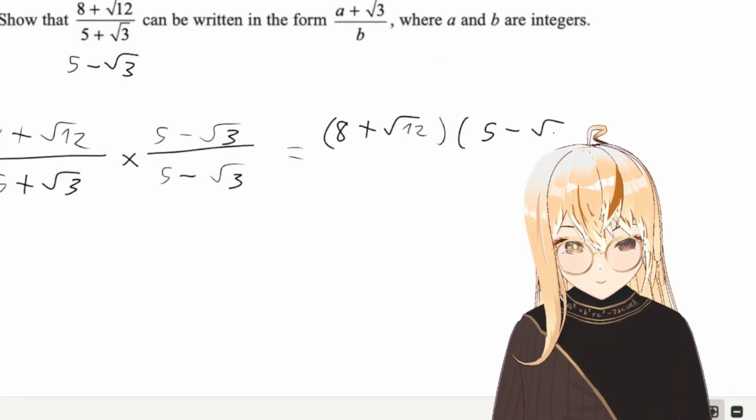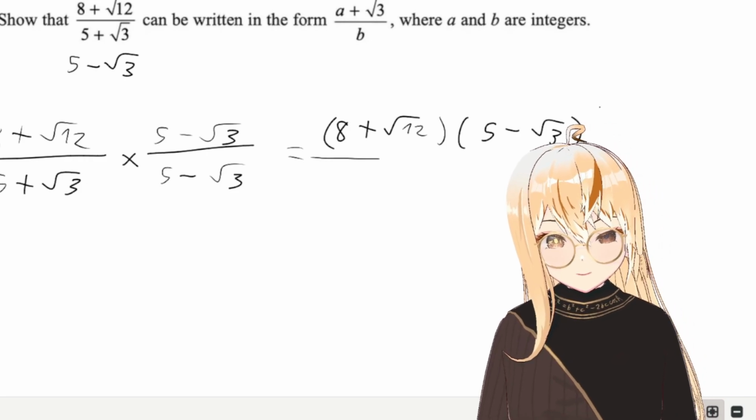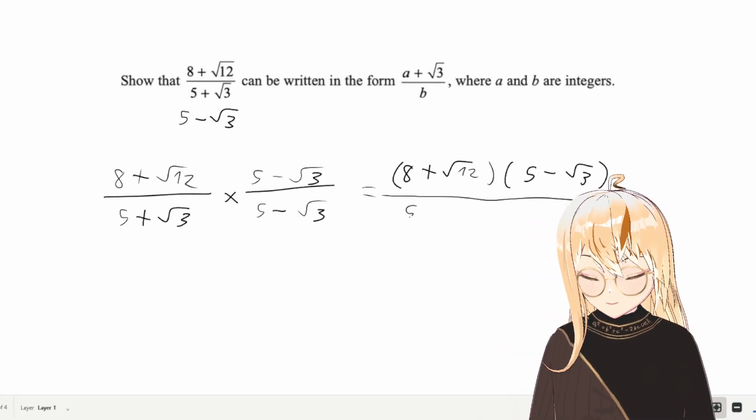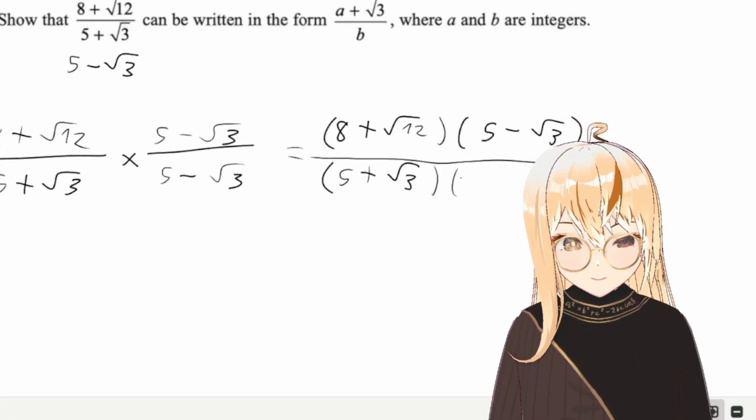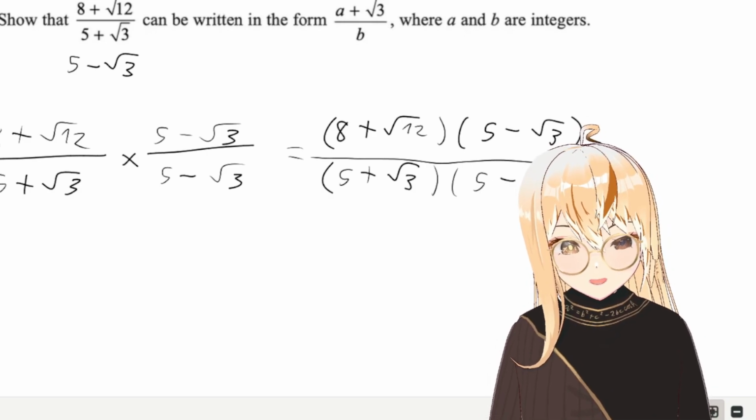I don't know why my pen feels a bit thicker than last time. I don't like how the thickness is changing.